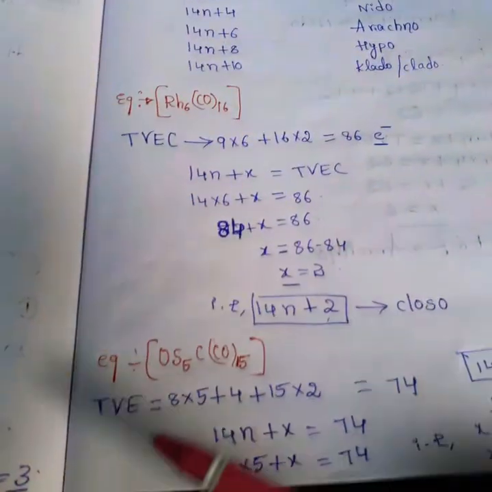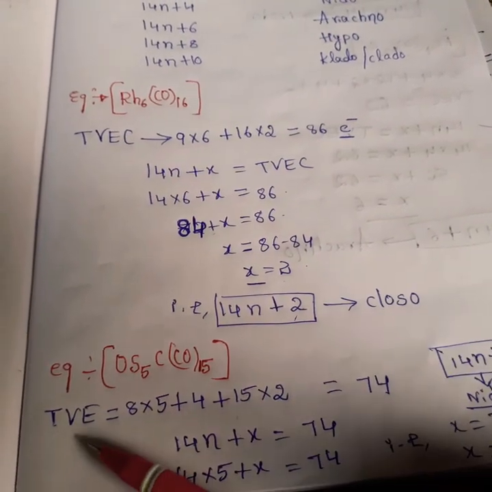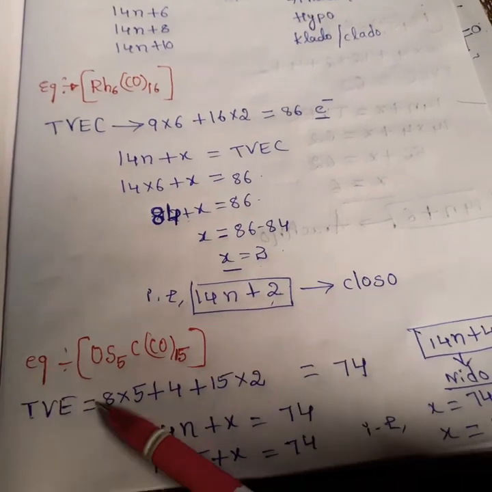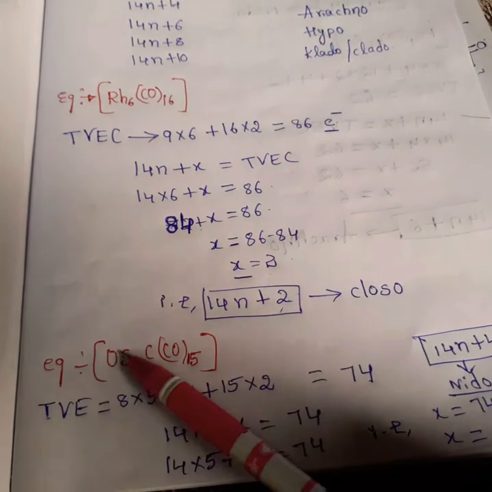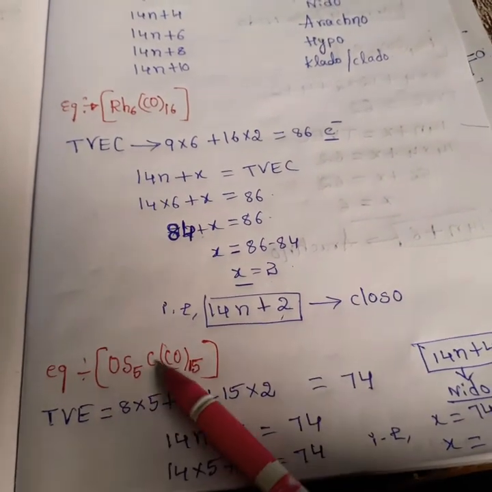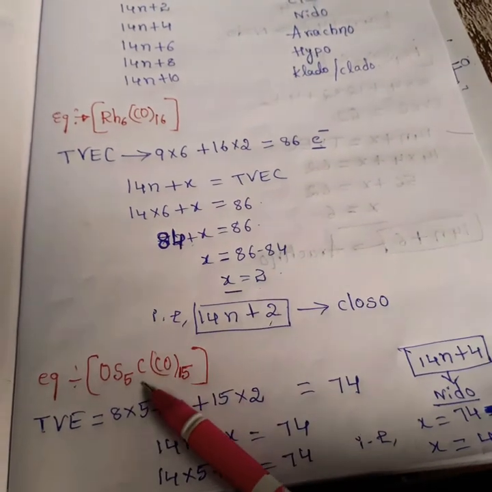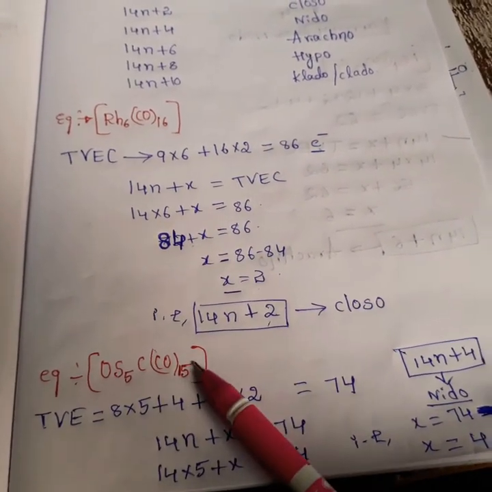See, here also, friends, the same thing. The first thing we have to do is calculate the total valency electron count. We know the valency electrons present in osmium are 8. Here they have given 5, so 8 into 5, plus carbon. The valency electrons present in carbon are 4.